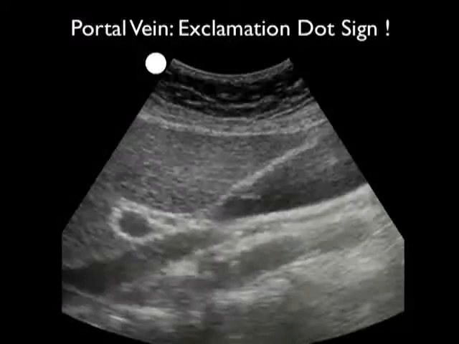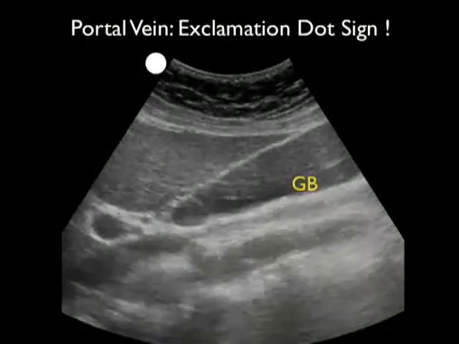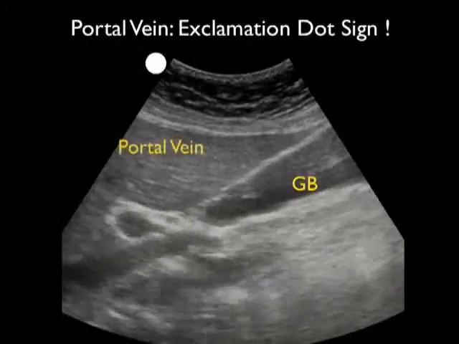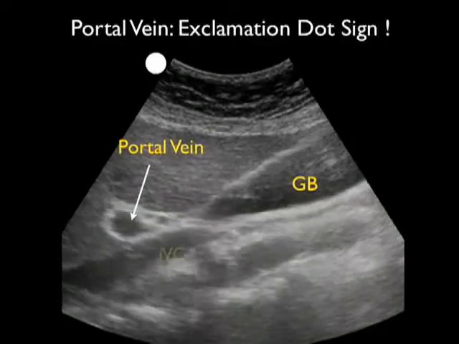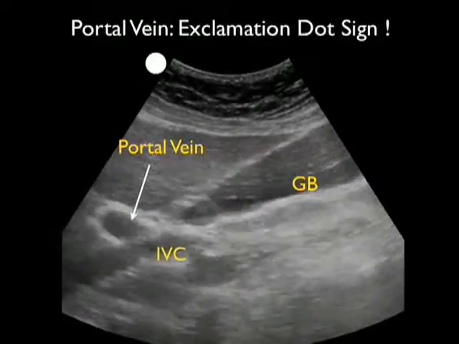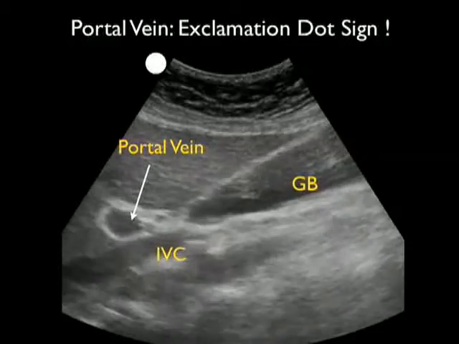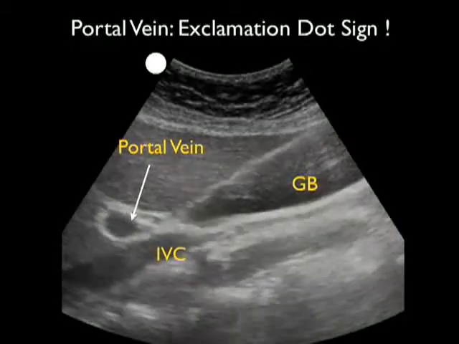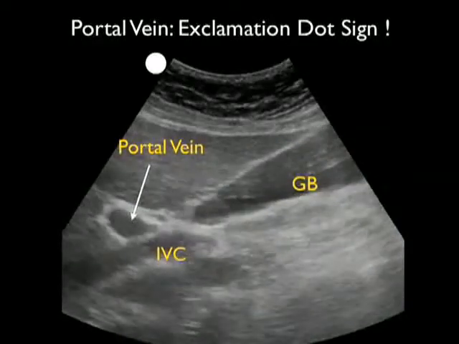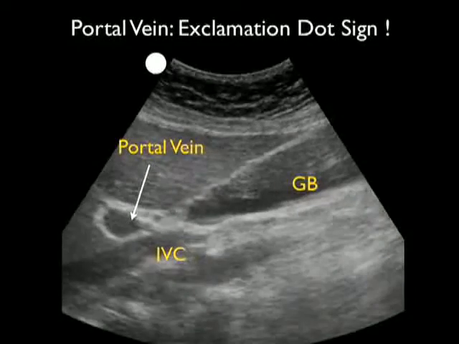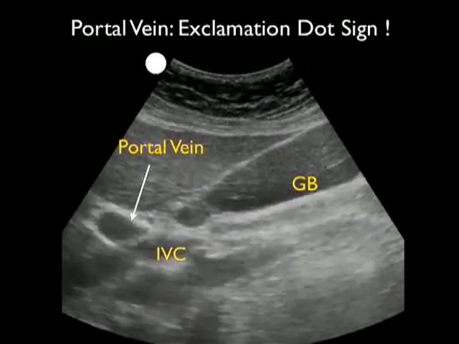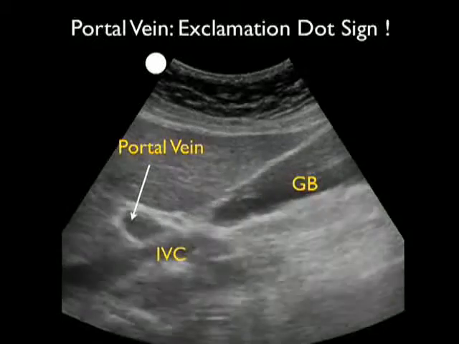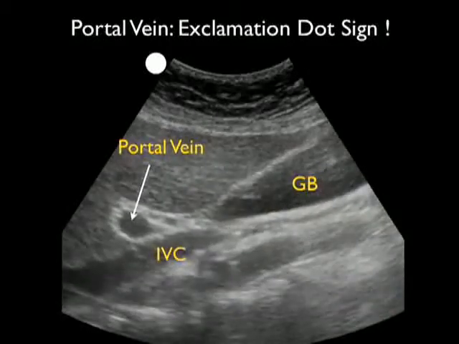Here's an ultrasound image showing the portal vein exclamation dot sign, and we see the gallbladder to the right making the exclamation, and the dot, the portal vein, to the left. Notice that the dot, the portal vein, has hyperechoic walls due to the fact that it's bringing fatty blood from the intestine to be filtered by the liver. We see the white line connecting the gallbladder to the portal vein, that is the median lobar fissure, and posteriorly we see the inferior vena cava.